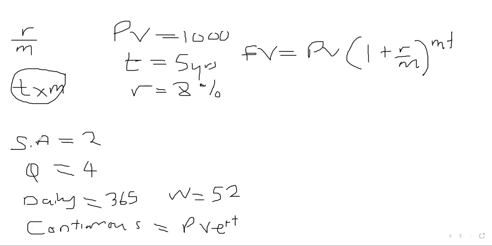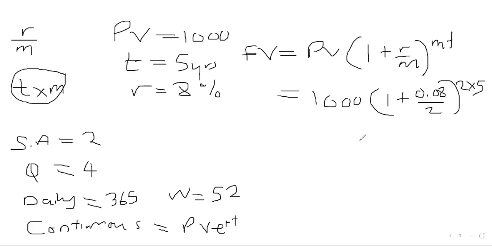Okay, so semi-annually, what will become our future value? We're going to have 1,000 here. Then 1 plus the interest rate, 8%, 0.08. It's semi, so we're going to divide by 2. And these 2 will come here again at the time, which was 5. So in this case, we're going to have 1,000 times 1.04 to the power 10.